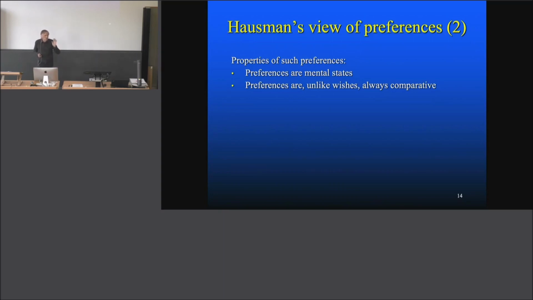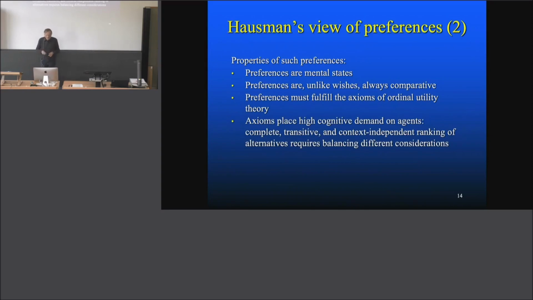You may say, I wish I had a Ferrari, and if someone then asks you, do you really prefer the Ferrari to the Lamborghini? Then you may be helpless, say, oh, never thought of it, I'm sorry. So it's not comparative, you wish, but preferences are always comparative. And that's, of course, standard everywhere. Preferences must fulfill the axioms of ordinal utility theory, otherwise you get all sorts of problems and you can't use them. But I'm not going into detail. You find that in Hausman. But this is the important thing.